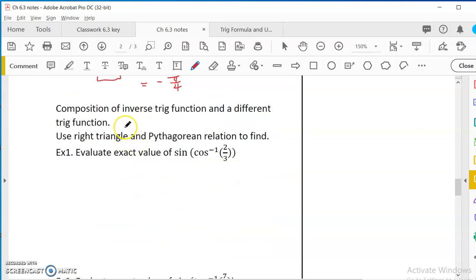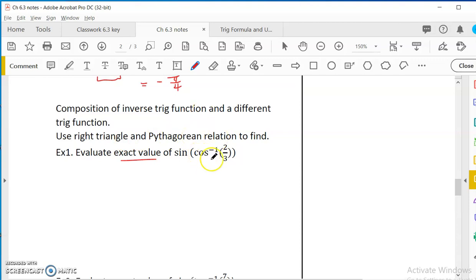Another composition of an inverse function and a trig function is when you composite with a different trig function. That means you are doing a sine of a cosine inverse. So how do I do this? Do I actually use the calculator? No. If I want to evaluate the exact value, I do not want to find an angle and then take its sine. What we use is a right triangle and the Pythagorean theorem relations.